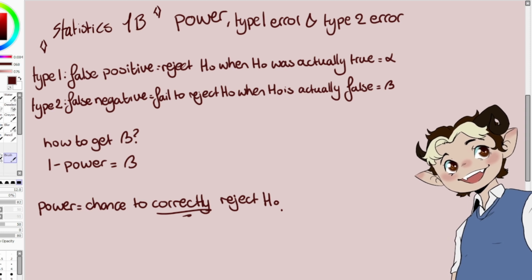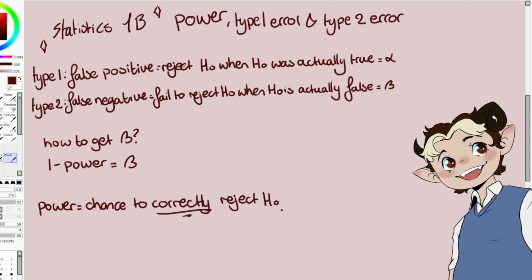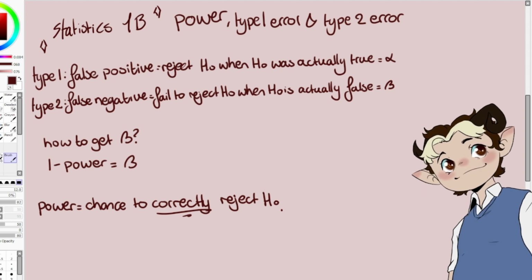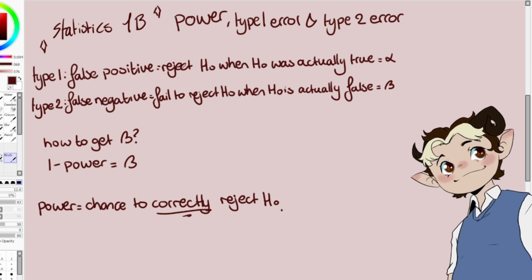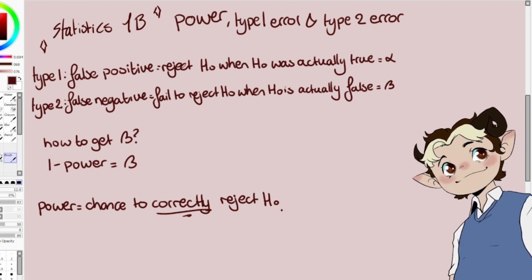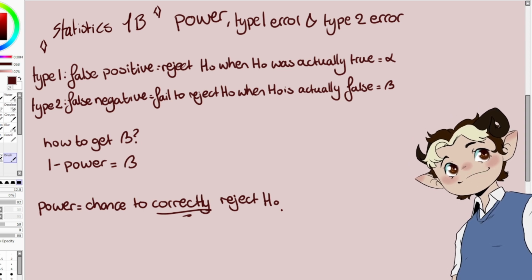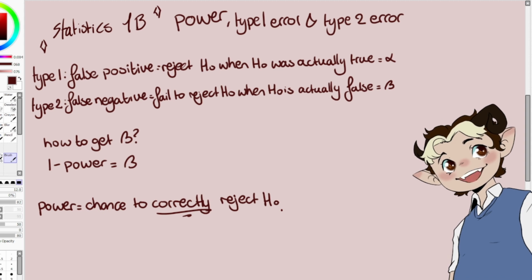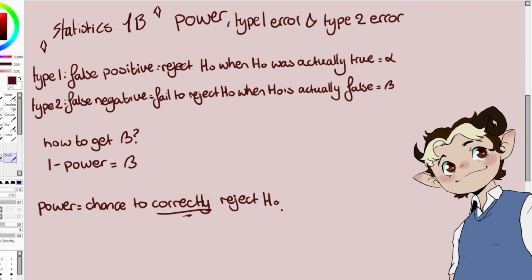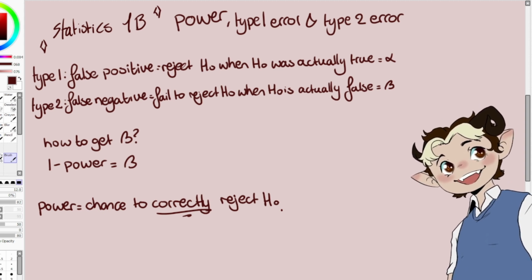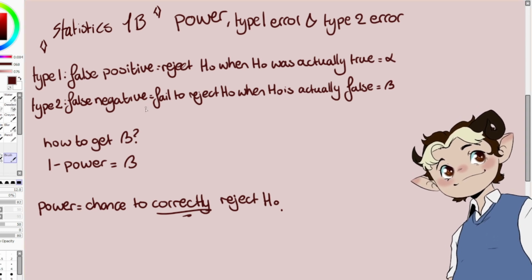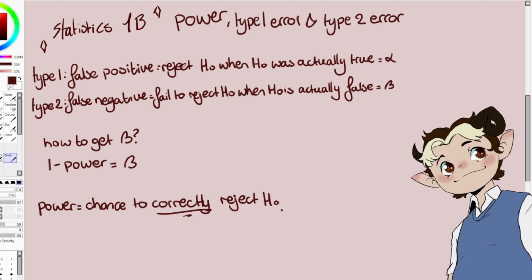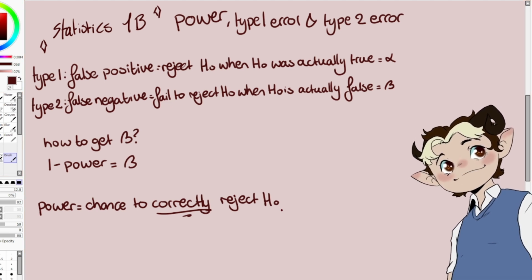Meanwhile, the type 2 error is a false negative. We fail to reject the null when the null was actually false, which is our beta. But how do we get that beta? Well, that is 1 minus power. What is power? Well, that is the chance of correctly rejecting the null. So we want to have high power. That is our goal. So that is the goal of this video, of how to get this power and how to calculate our type 2 error based on that power.